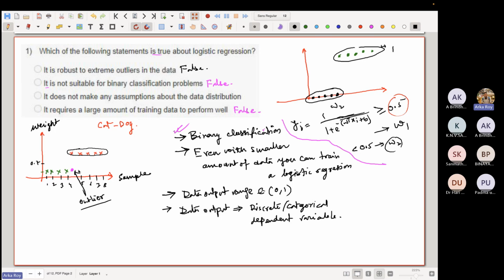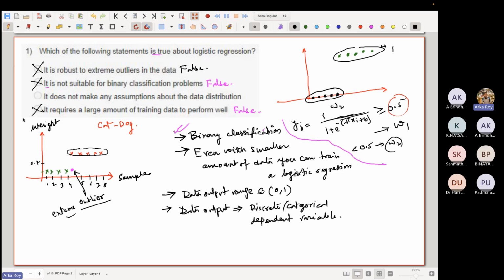So you can see from this figure itself, as you have this sort of an extreme outlier, your model is not able to perform well. Hence, your model is not robust with respect to the presence of outliers in the data set. So that is why this first option is incorrect, as are this option and this one. Now, by elimination, option C is left, which has to be the correct option.